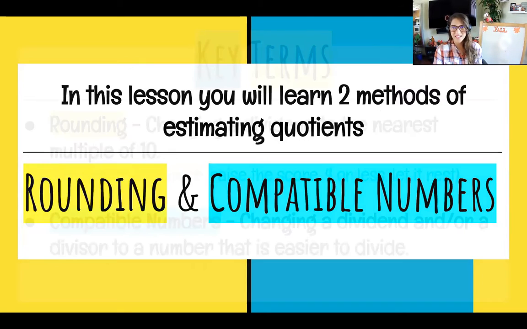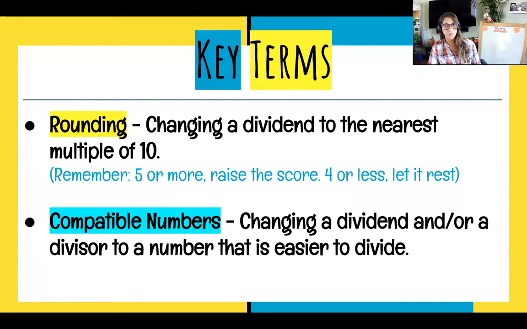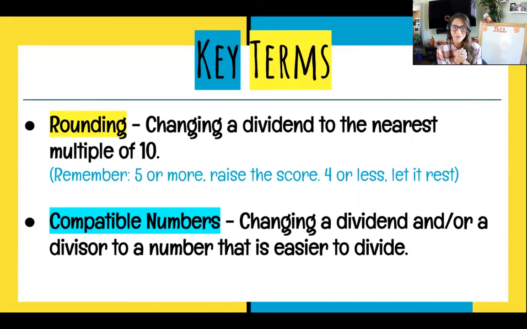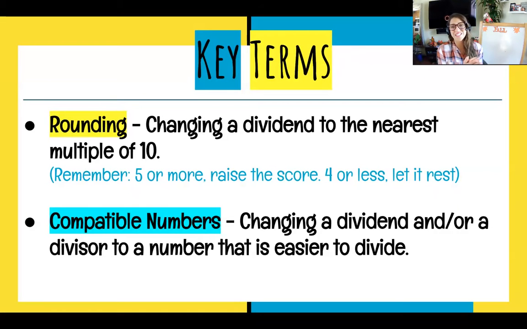Okay, so let's take a look at our terms again. In case we forgot, rounding was changing our dividend to the nearest multiple of 10. And if you recall, there's a little jingle to remember it. 5 or more, raise the score. 4 or less, let it rest. With compatible numbers, we're going to change a dividend or a divisor, if it's a large enough divisor, to a number that is simply easier to divide. Doesn't necessarily have to be the nearest 100 or the nearest 10. It's just for us to pick a number that works best for us.